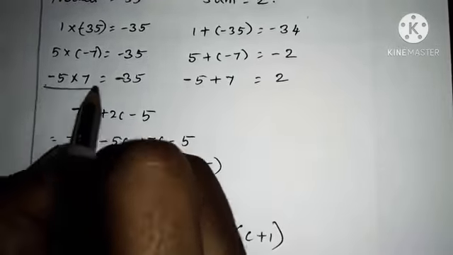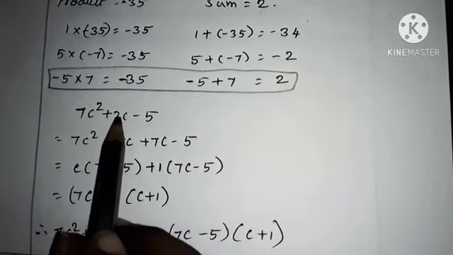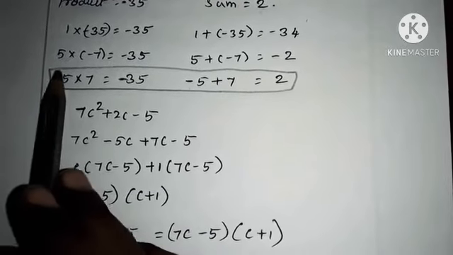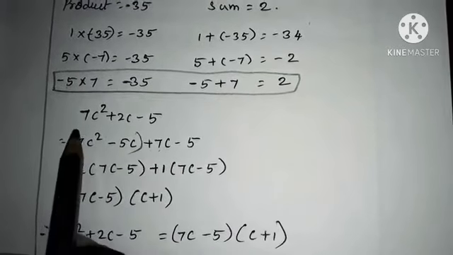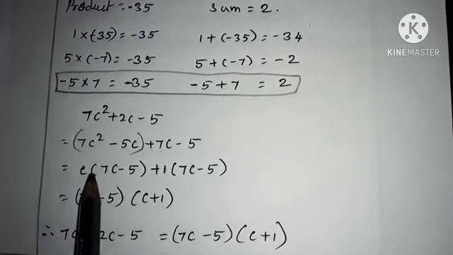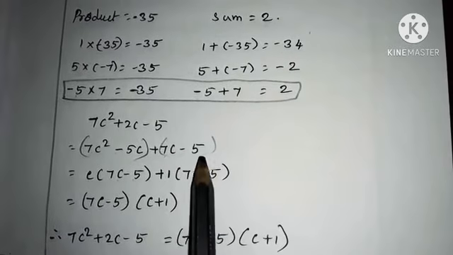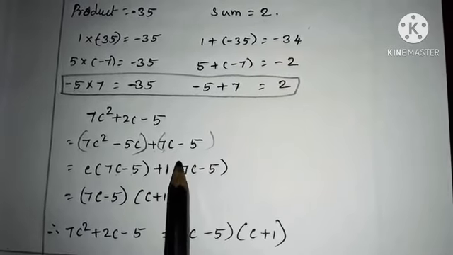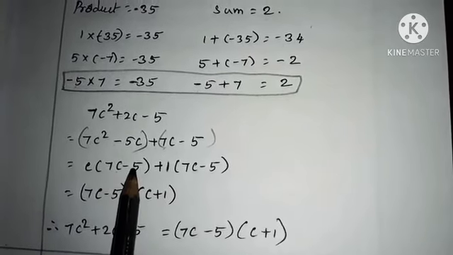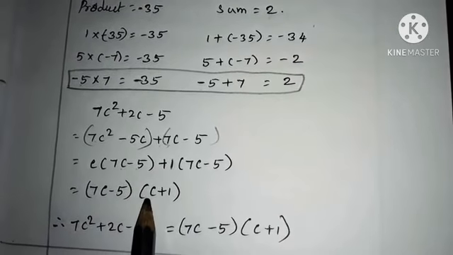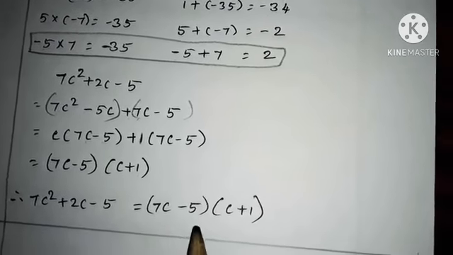So we are going to split the middle term as minus 5 plus 7. That is, 7c square plus 2c minus 15 can be written as 7c square minus 5c plus 7c minus 15. From the first two terms, we take c as common and we get 7c minus 5. In the remaining two terms, we do not have any common term, so we take 1 as common with the 7c minus 5. Again, from these two terms, we can see 7c minus 5 is common. So taking it out, we get the other factor as c plus 1. Therefore, 7c square plus 2c minus 5 is equal to 7c minus 5 into c plus 1.